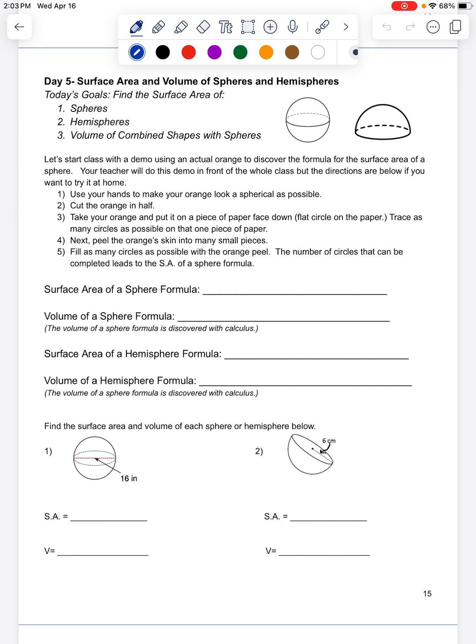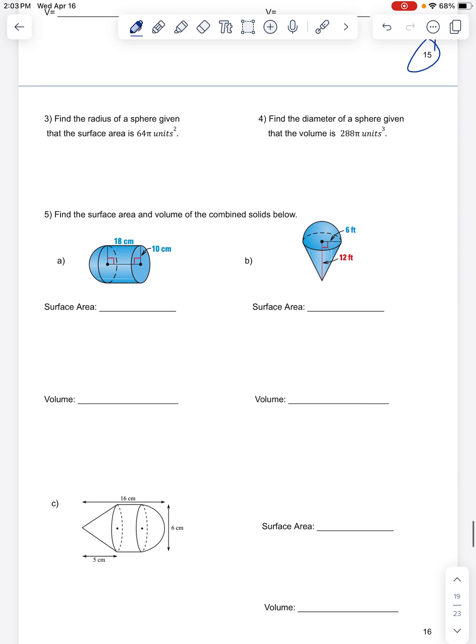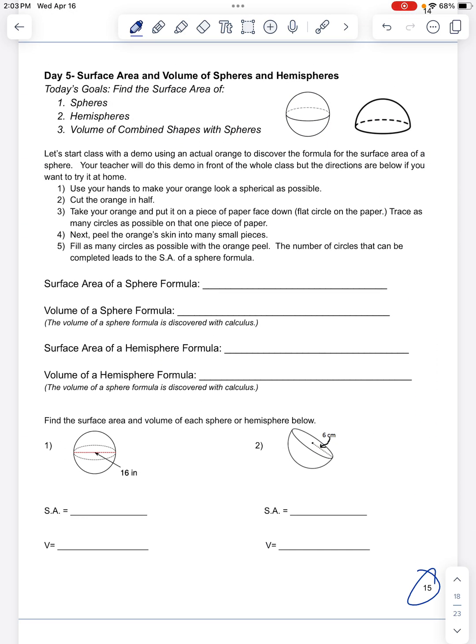We're going to go to our note packet today, page 15. We're talking about the volume and surface area of spheres and hemispheres. I'm not going to do all these problems. I'm just going to do the first four, and then we'll do number 5, A, B, and C together as a class on Monday. You should be on page 15 of your note packets, day 5.